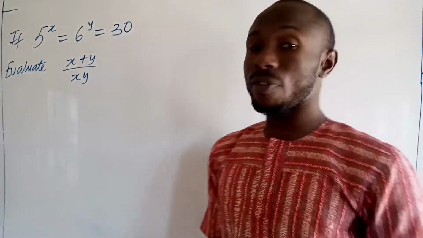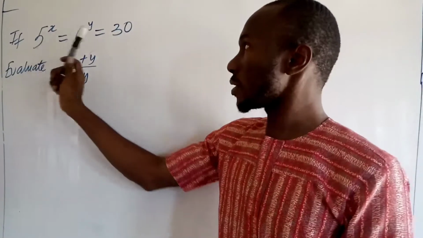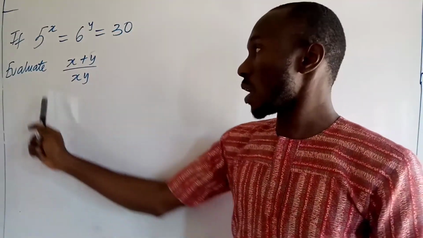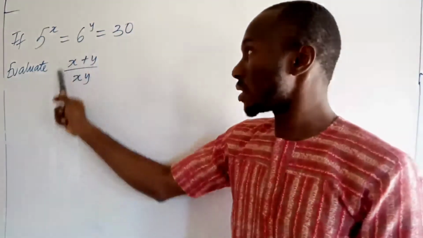Today's question: we are given that 5 to the power x is equal to 6 to the power y, and also it is equal to 30. We are asked to evaluate this quantity right here.